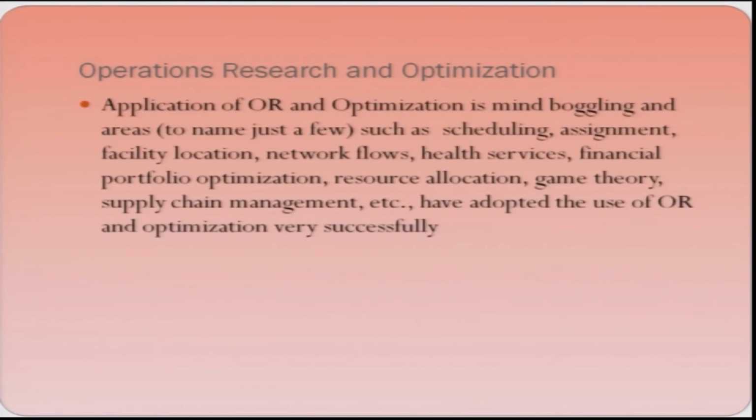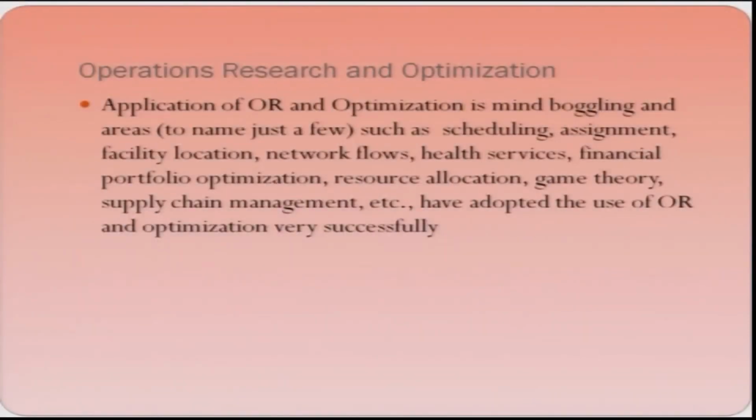Now, application of OR and optimization, if somebody asks, is a very difficult question to answer, because if I start now, it will almost take about 1 hour to give you all the areas of application. But to keep it brief, considering that you are all ready and eager to take this as a subject, I will just highlight some areas: scheduling, assignment problems, facility location, like when you want to build a factory or some storehouse. It is used in network flows, like when you want to transport goods or manpower from one area to another. So, how will we do it in the best possible way?